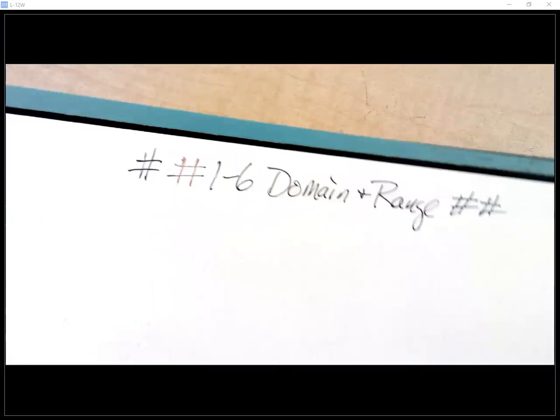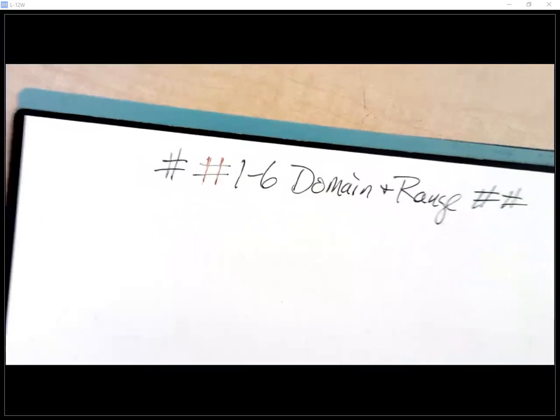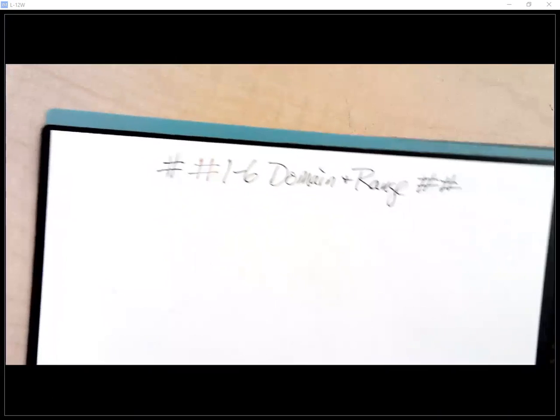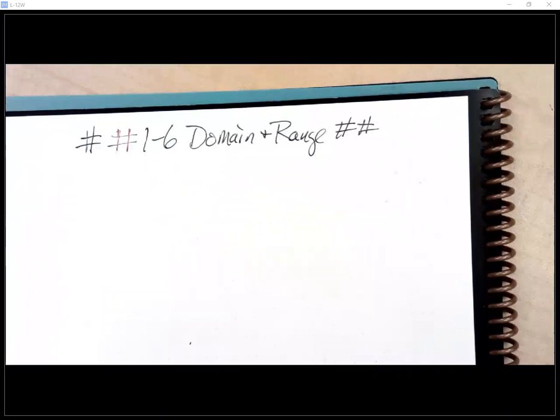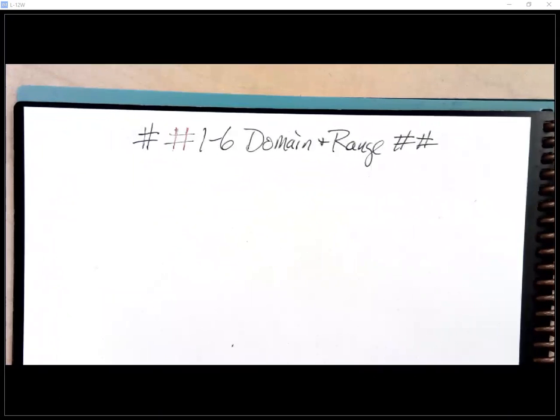Okay, domain and range. Let me get this all lined up here. Can anybody tell me, in your own words, what in the world is domain and range? You've heard these words before, right? In math, you've heard teachers spouting off about them, but what even is it? Let's start with just domain.